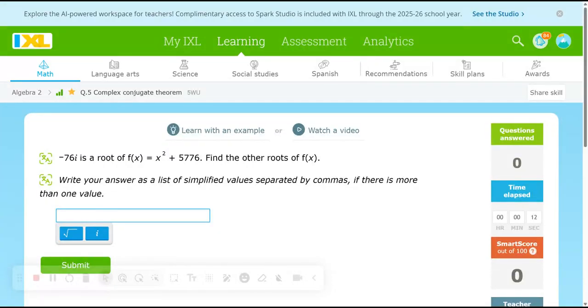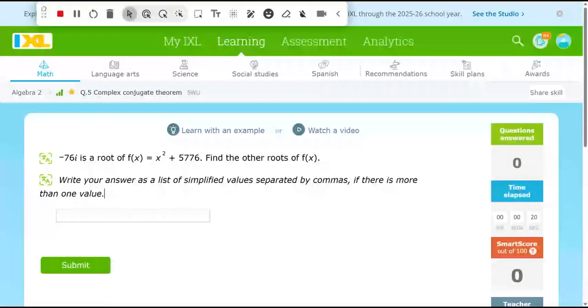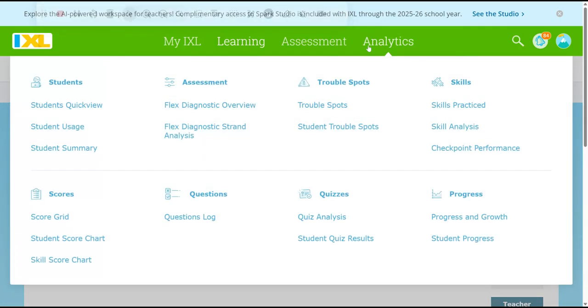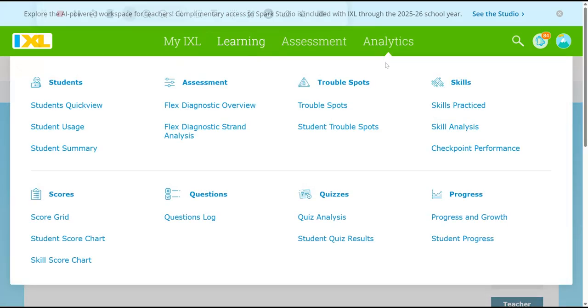Hello student, we go over Q5, the complex conjugate theorem. In the conjugate theorem, it said that a polynomial function.